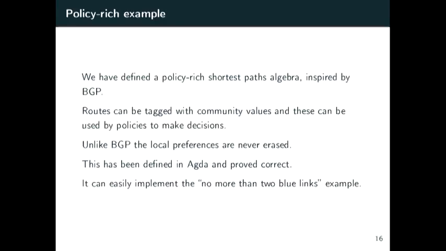We have defined a policy-rich shortest path algebra, which is heavily inspired by BGP, in the sense that routes are tagged with community values, and the policies can make decisions based on community values, the path that the route was generated along, and local preference values. Unlike BGP, the local preference values are not erased, which allows us to make it strictly increasing.